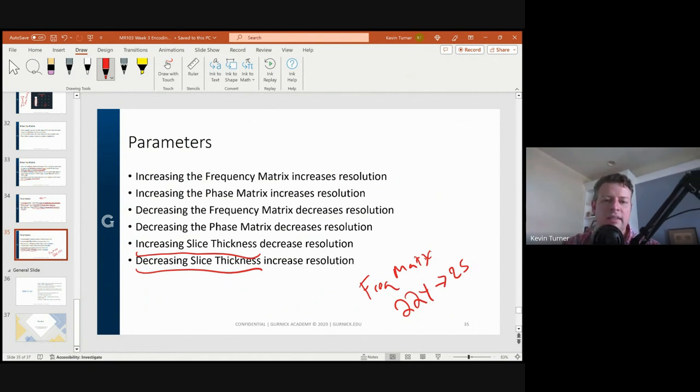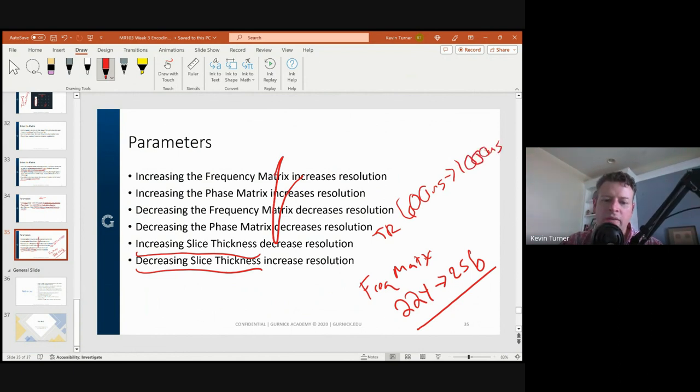Trying to save 56. There we go. What happened to resolution? Yes, more resolution. It increased. I go from a TR of 600 to 1000. What happened to resolution?